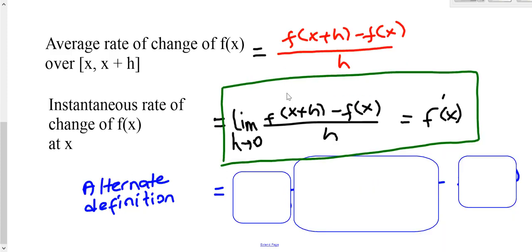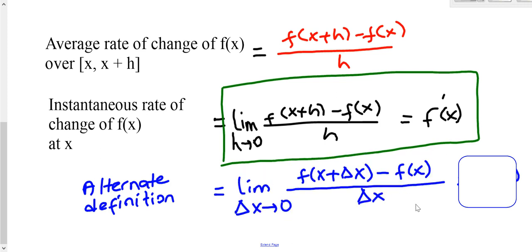Now, the alternate definition you might see in other books is the following. Limit as delta x goes to 0 of f of x plus delta x minus f of x all over delta x. Really, these are equivalent definitions. h doesn't really matter because ultimately it goes to 0. I could have used, say, z as z goes to 0, right? But these are the two most commonly used notations, h or delta x. And once again, this is the derivative of the function f at the point x. All right.